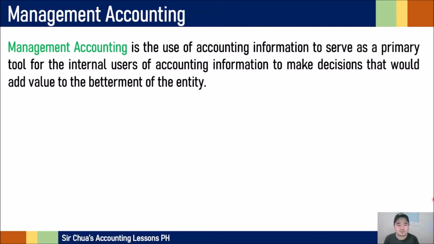It is the use of accounting information to serve as a primary tool for the internal users of accounting information to make decisions that would add value to the betterment of the entity. Basically, management accounting is you use accounting information for decision making inside the company. That's why it is called management accounting, because the accounting information is used by the management primarily for decision making. Okay? For the betterment of the entity. Okay? And basically, management accounting information is used specifically by the owners and managers of the entity.